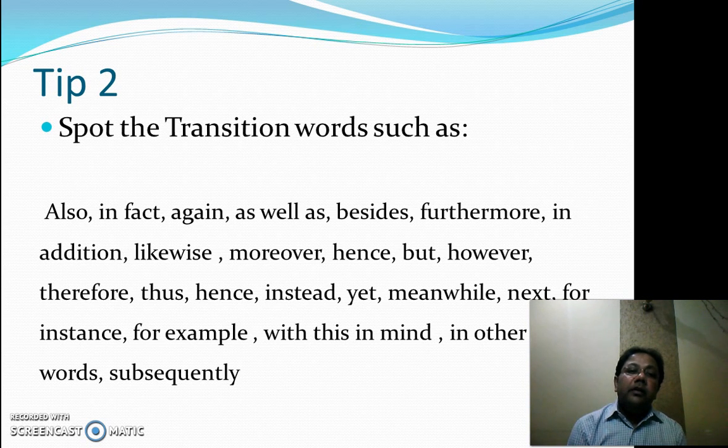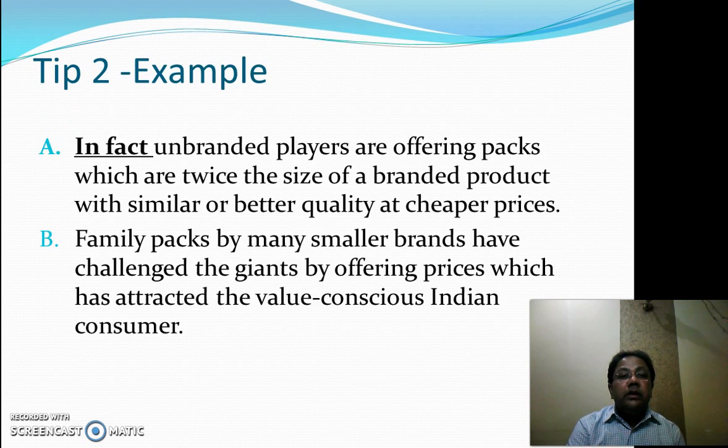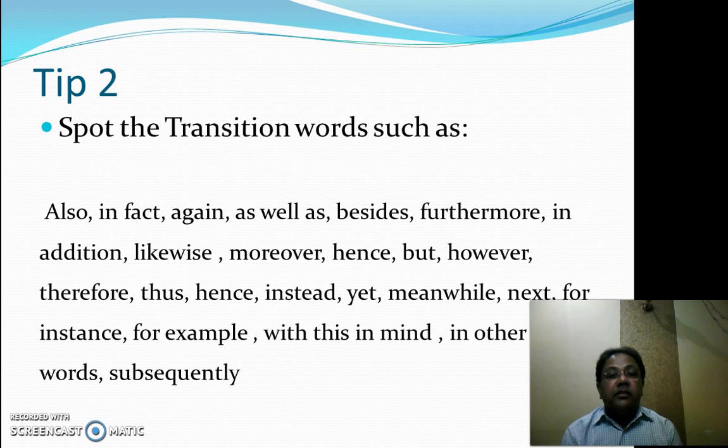The second objective should be that you need to spot the transition words such as also, in fact, again, as well as, besides, furthermore, in addition to, likewise, moreover, etc. But now when we say transition words, it means that it gives you a clue that definitely this is not going to be the first sentence.